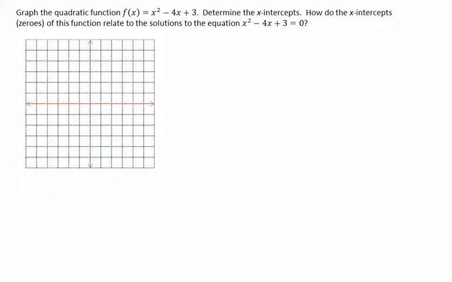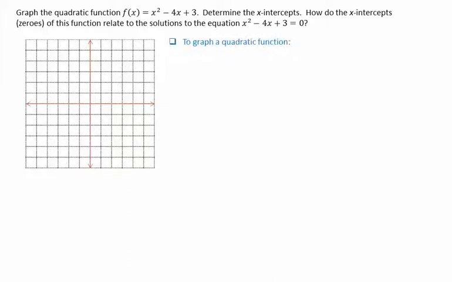Graph the quadratic function f of x equals x squared minus 4x plus 3. Determine the x-intercepts. How do the x-intercepts, or zeros, of this function relate to the solutions to the equation x squared minus 4x plus 3 equals 0?